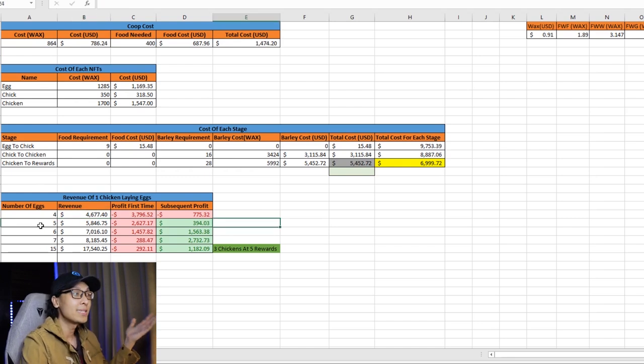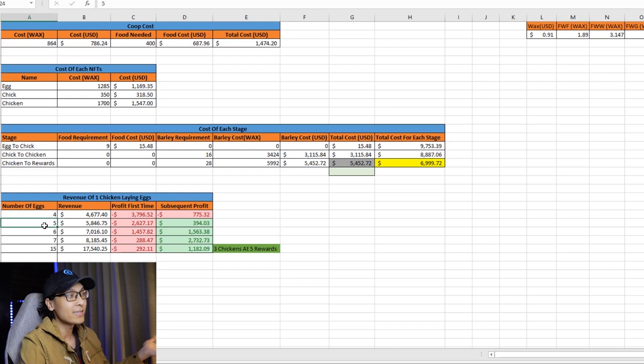So let's take the minimum, and let's say it's 5 eggs, and 5 eggs can give you a revenue of about 5.8k. However, for the first time, your profit will be about negative 2.6k, and the subsequent profit would actually net you $394. But you guys need to remember that it doesn't always give you a reward of 5, since I can say that 60% of the time they will give you 6 eggs.